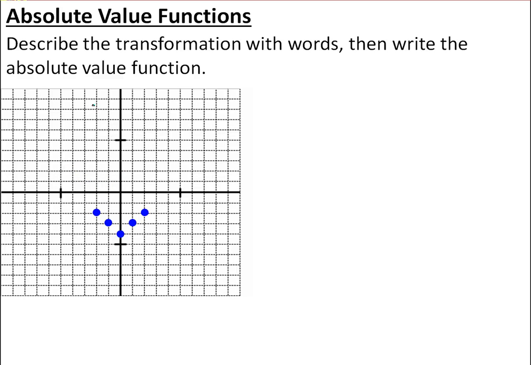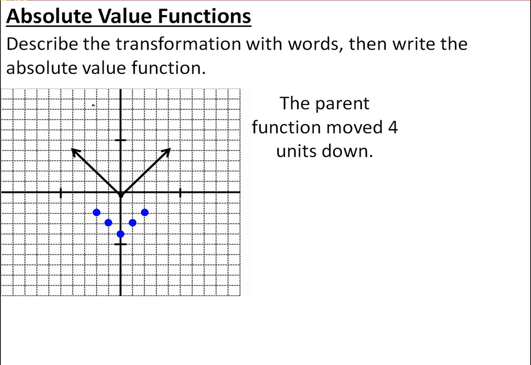Alright, now we want to write the absolute value function for the blue dots. Okay, so how would I get the parent function down to the blue? Let's go down 4. And so it's not on the x, so we can trust it. And so it would be absolute value of x minus 4.